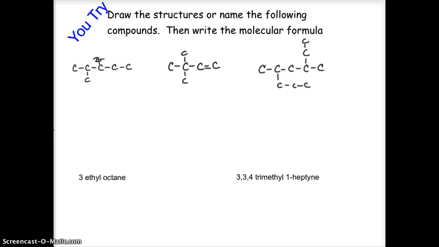All right, now it's your turn. Time for you to try to draw the structures or name the structures for the following compounds. Then I'd like for you to write your molecular formula for all of those structures. I would recommend pausing this video, trying your work, putting it in your notebook, and then once you are completed, resume the video and you will see the answers on the next slide.